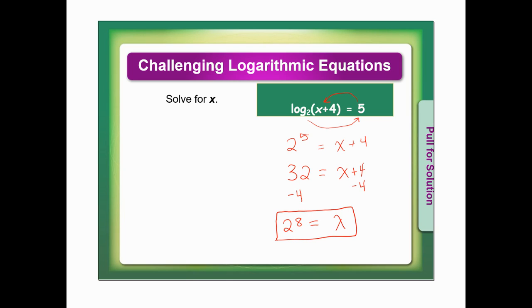It's important to double check that what you're taking a log of is never negative. 28 plus 4 is 32, and that's not a negative number that we're taking a log of, so that's our correct solution.